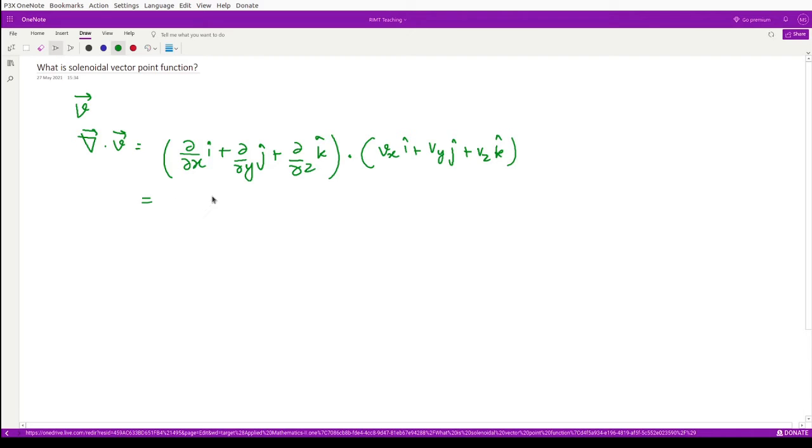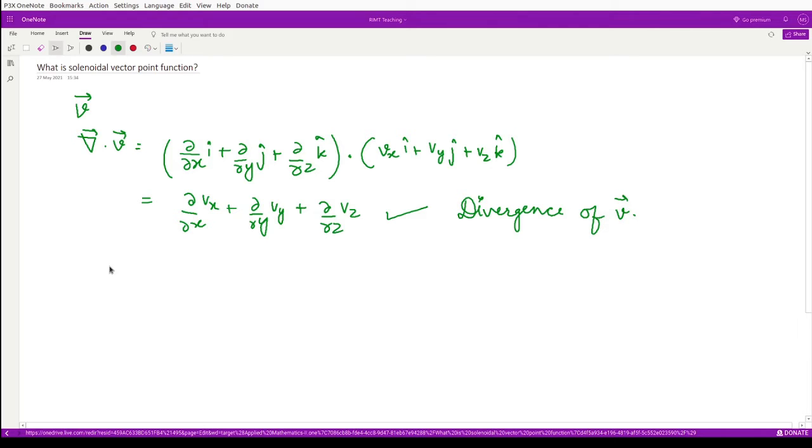So when you take this dot product, you get a scalar quantity that would be del by del x of vx plus del by del y of vy plus del by del z of vz. So this is the quantity that you obtain, and you call this the divergence of the vector v. Right, and we have also seen the physical significance of divergence of the vector v. So what does it tell you?